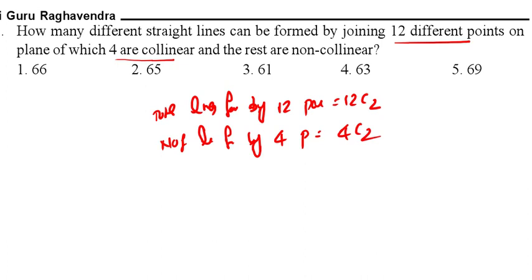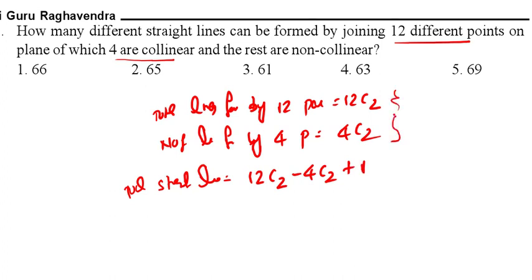Now what is the total straight lines? 12C2 minus 4C2 plus 1, since one line will be common. Why are we using plus 1? From here we are subtracting, from here also we are subtracting. So one line we are subtracting from both the points, so we should add plus 1.